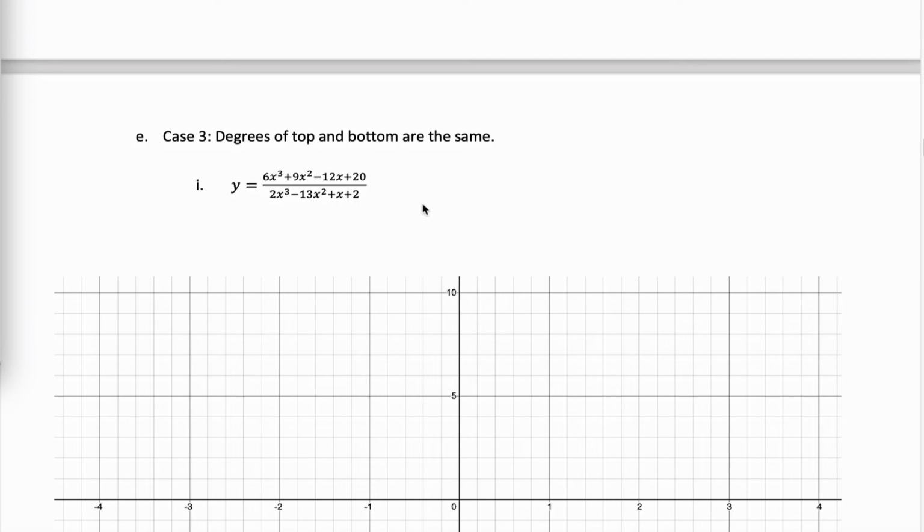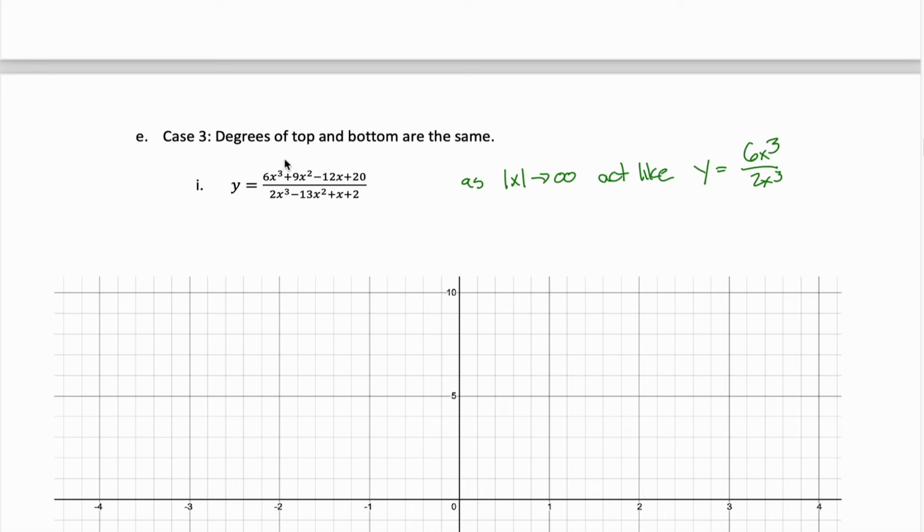You could probably do this on your own. You would probably guess that as the value of x tends towards positive infinity or negative infinity, this thing is going to act like 6x cubed divided by 2x cubed, because this 6x cubed is going to overpower all the other terms in the numerator, and this 2x cubed is going to overpower all the terms in the denominator. It's the same argument that we've done in the previous two cases. And just like in the previous two cases, we're going to simplify this thing.